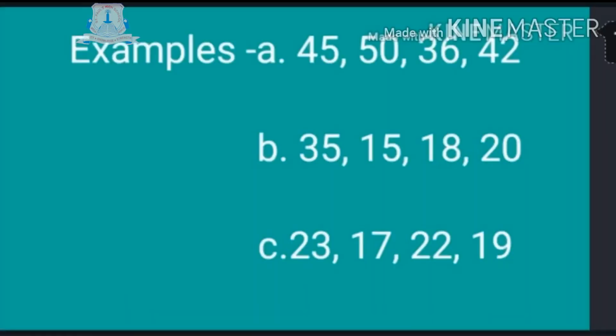Children, arrange the following examples in ascending and descending order in your notebook. A. 45, 50, 36, 42. B. 35, 15, 18 and 20. C. 23, 17, 22, 19.